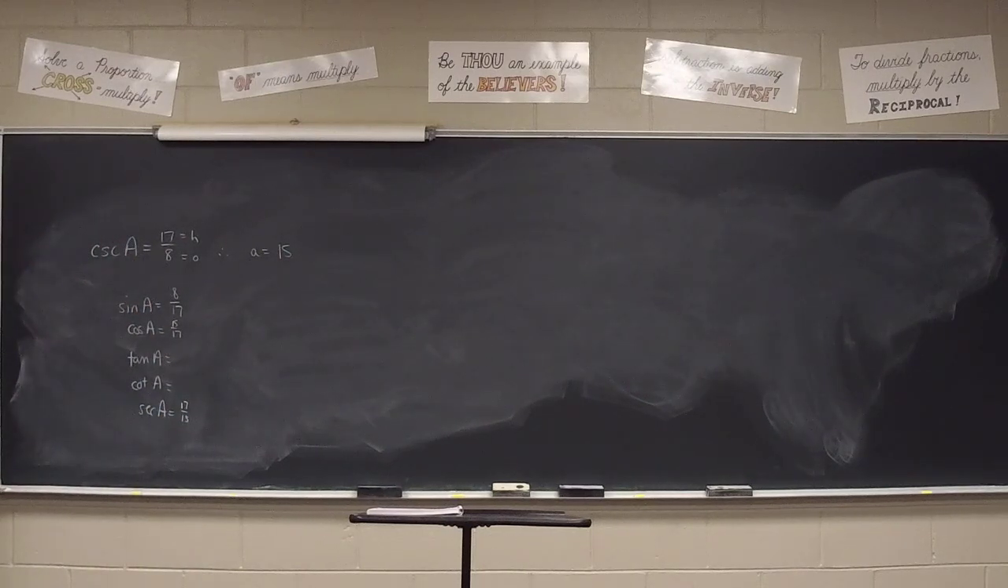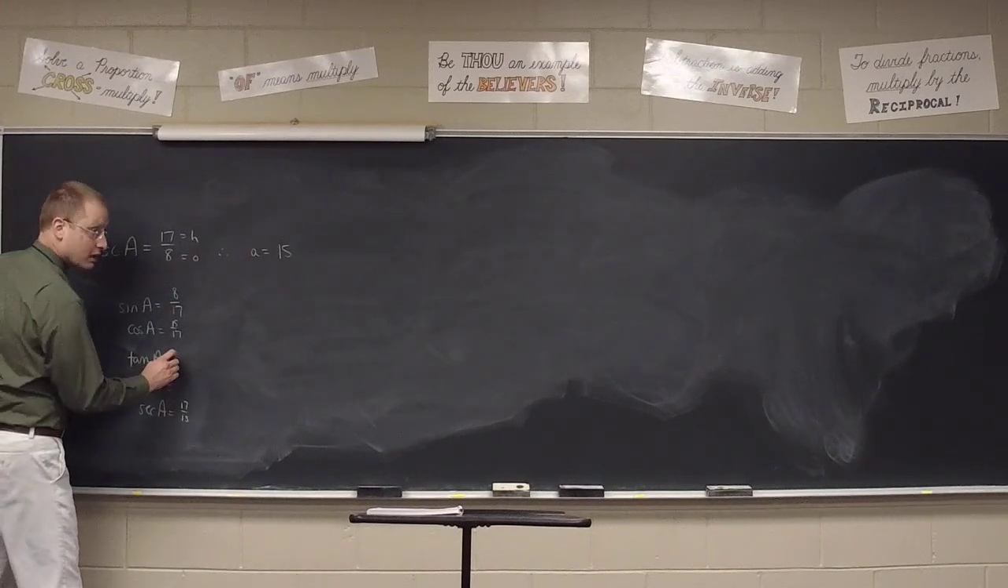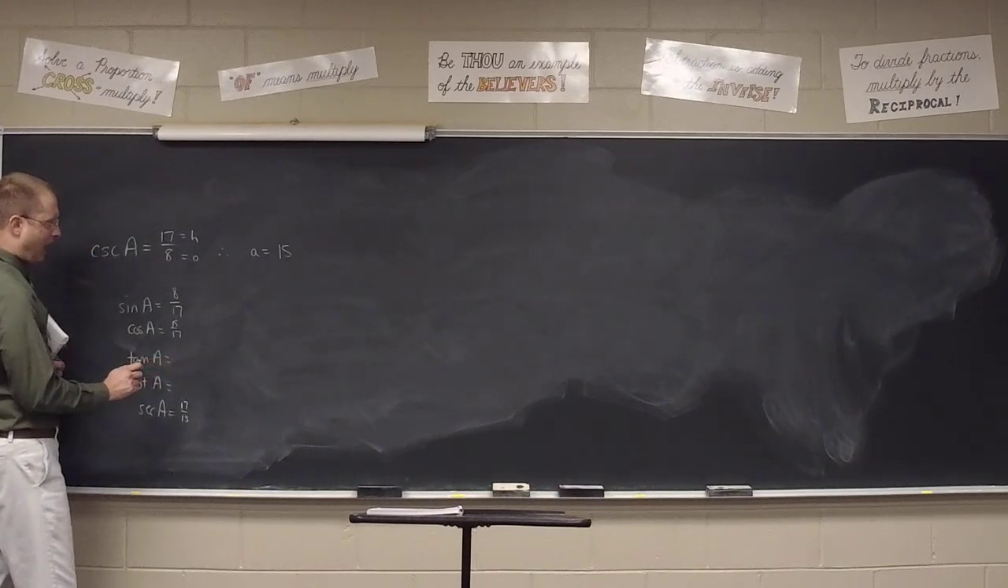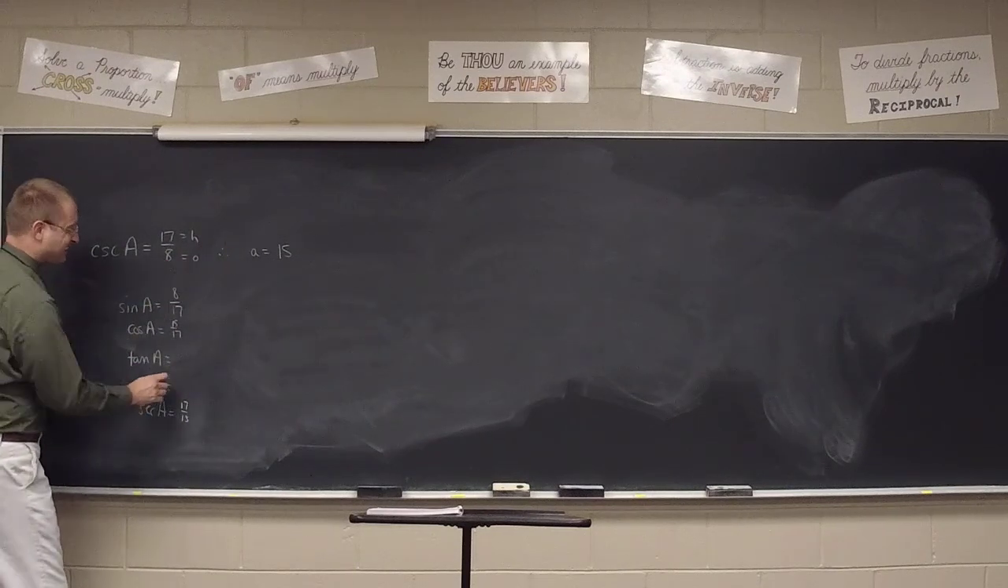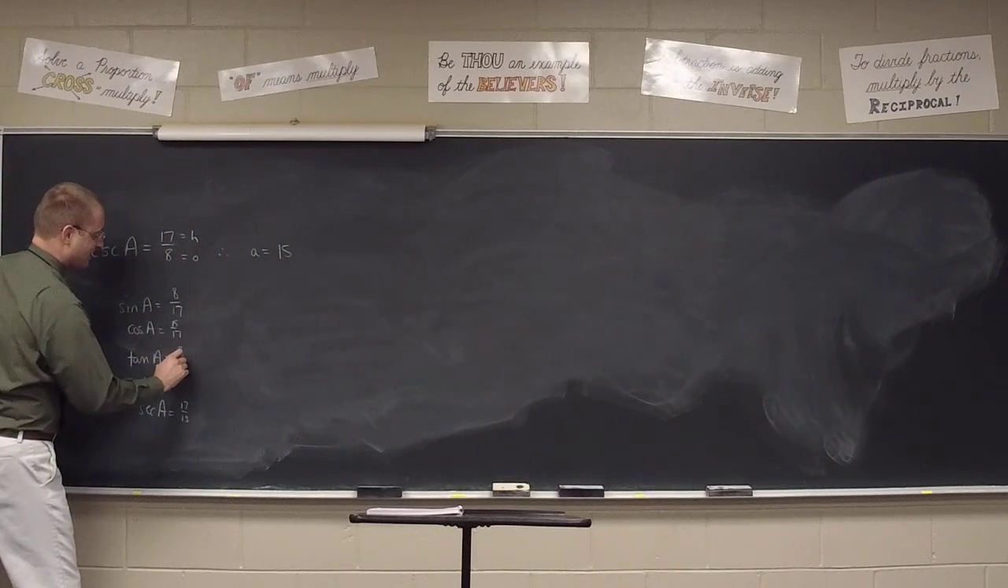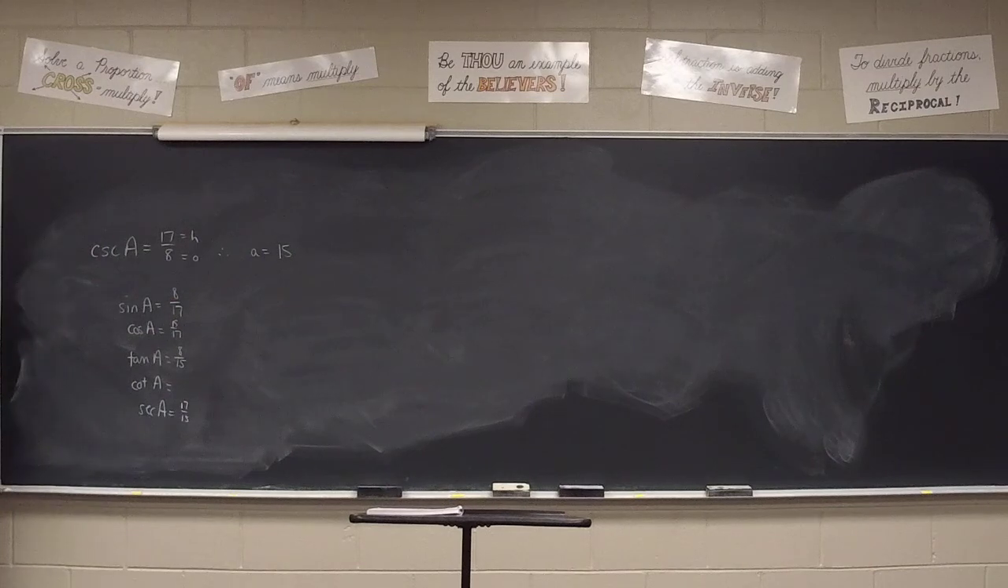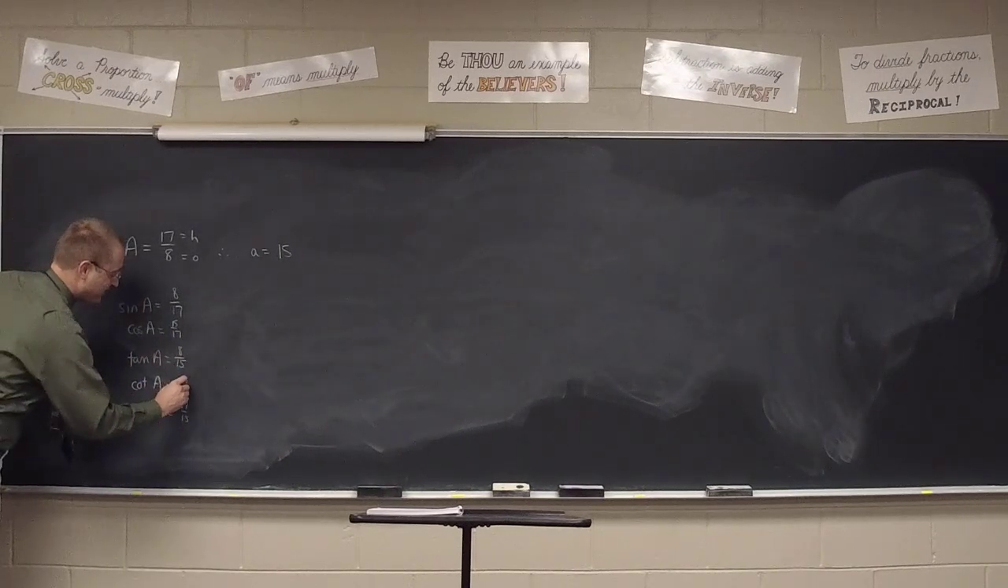Tangent, class, is what? Opposite over adjacent. That gives us 15 over 8. Opposite over adjacent. I was looking at cotangent. 8 over 15. And once we get the tangent, we can get the reciprocal. Well, what's the reciprocal of tangent? Cotangent, which is 15 over 8. There we go.